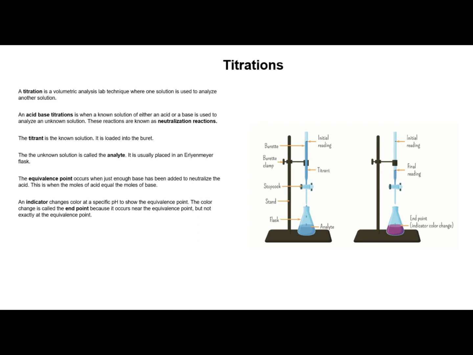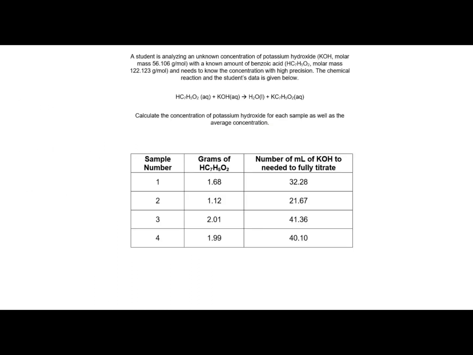Let's work a titration problem. A student is analyzing an unknown concentration of potassium hydroxide with a known amount of benzoic acid and needs to know the concentration with high precision. The chemical reaction and the student's data is given below. Calculate the concentration of potassium hydroxide for each sample as well as the average concentration. The student did 4 different titrations, and we have data for all of those titrations.